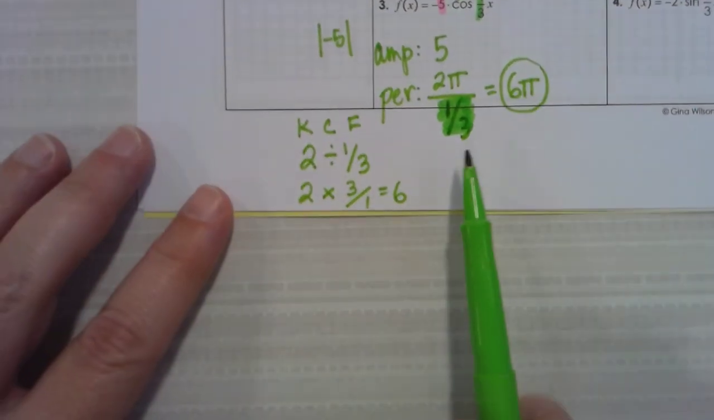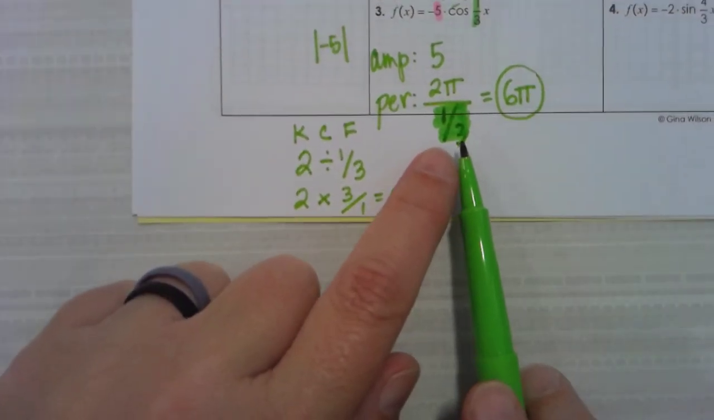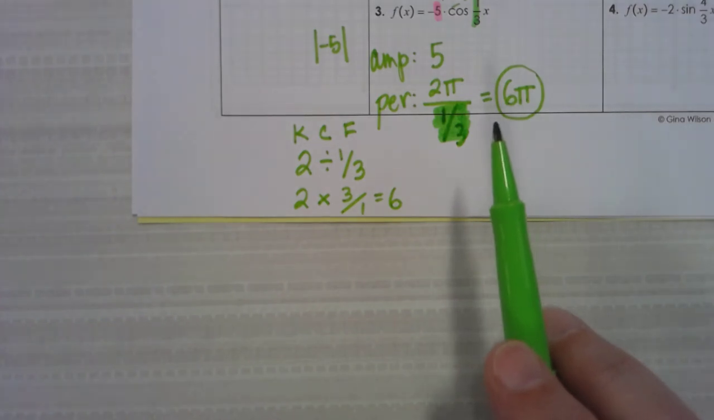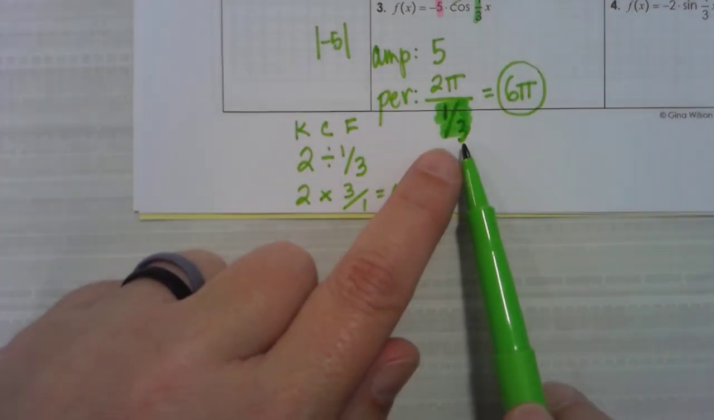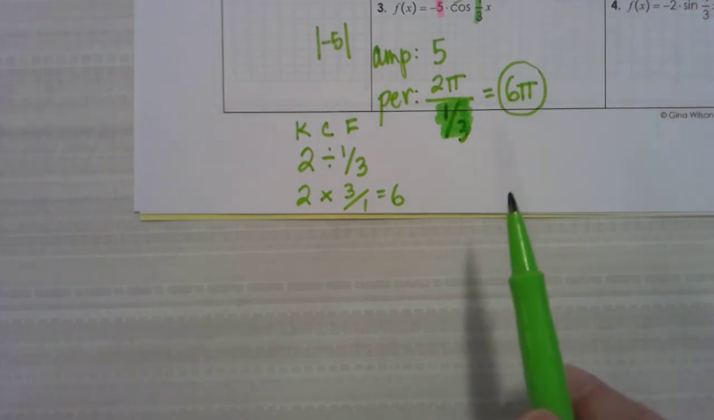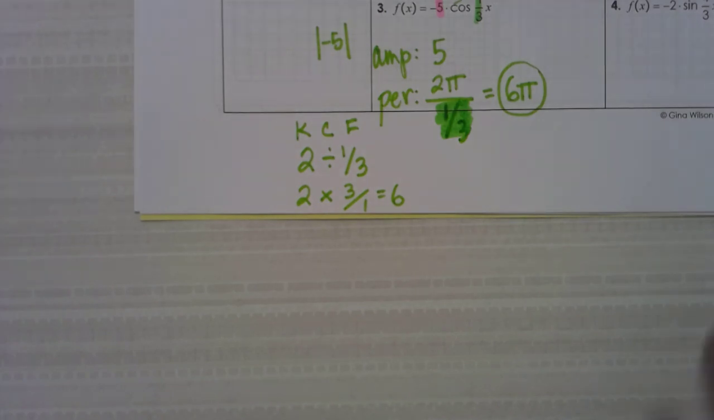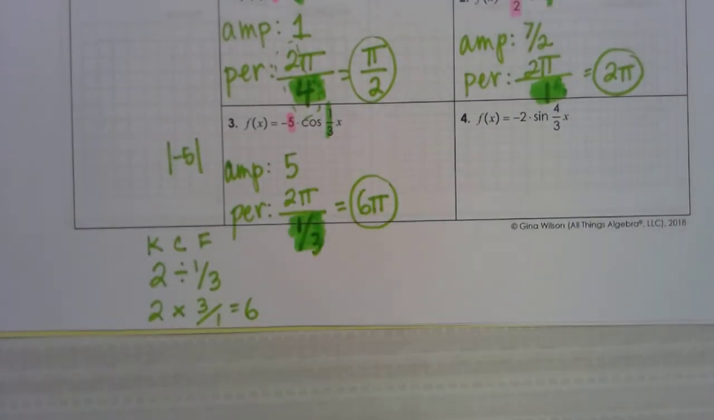Okay. The other way you could think about it is if you have 2 pizzas or cookies or whatever, and you divide each of those into thirds, how many pieces in all will you have? That would give you 6 pieces. Okay, can you try number 4? And then we will move on to the actual graphing part. Ready, set, go.